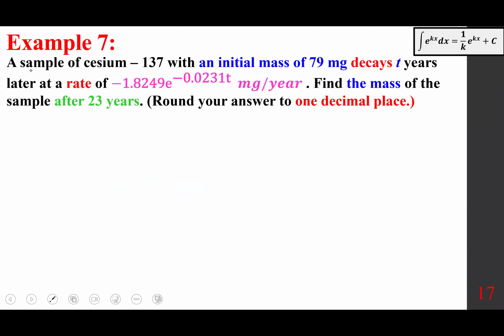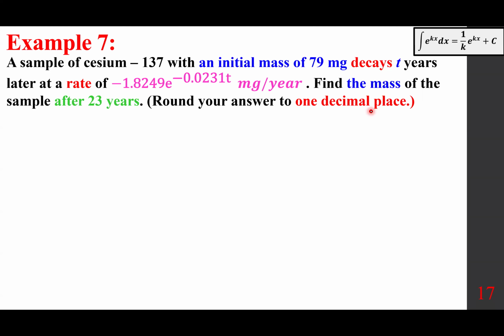A sample of cesium-137, a radioactive substance, with an initial mass of 79 milligrams, decays t years later at a rate of negative 1.8249 e to the power of negative 0.0231t milligrams per year. Find the mass of the sample after 23 years and round it to 1 decimal.